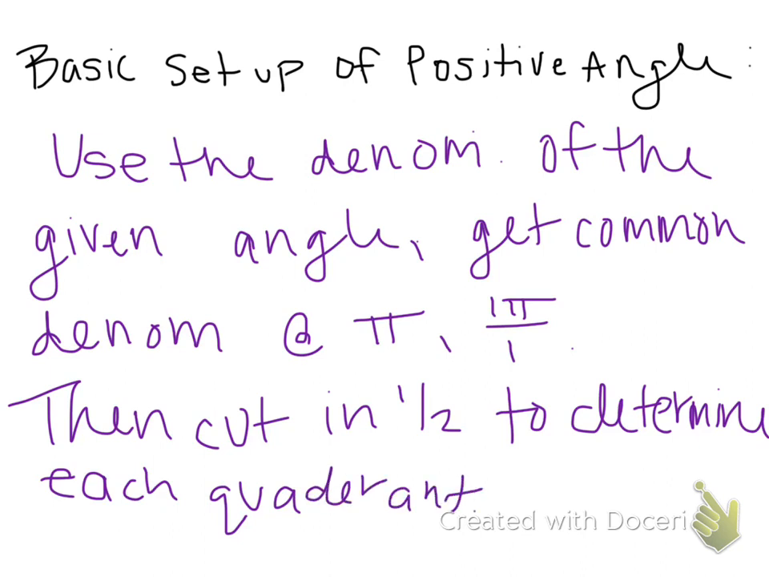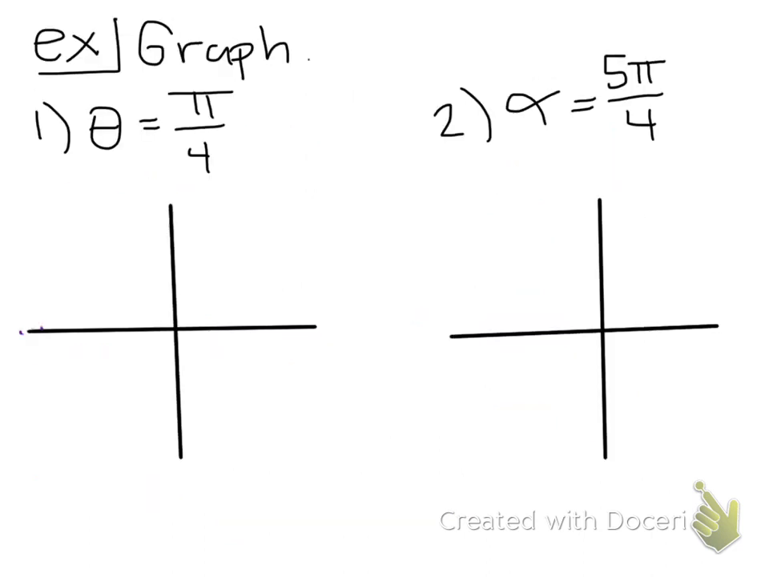So again, graphing angles is going to be different for every single problem because the denominator could be different for every single problem. So for our first example, notice the denominator is 4. So I'm going to go over to here where it's pi. We know it's 1 pi over 1. And I'm going to make this be 4 pi over 4. And then I'm going to cut it in half. So halfway between 0 and 4 pi over 4 is 2 pi over 4. So now I've determined that each quadrant is going to go up in increments of 2 pi over 4.